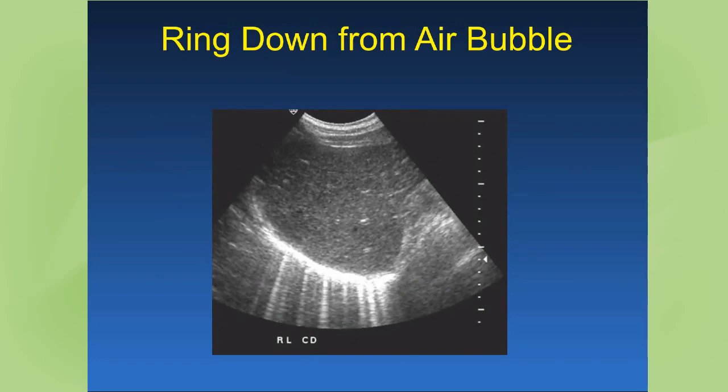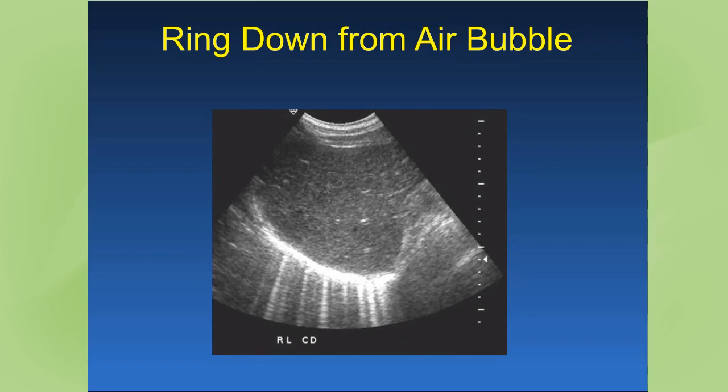Now this does look like a comet tail, which, remember, that's a resonance, but this is ring down. It is not a multipath reflector. So this isn't a reverberation. I may have said that wrong. This is resonance. It's not a reverberation artifact.